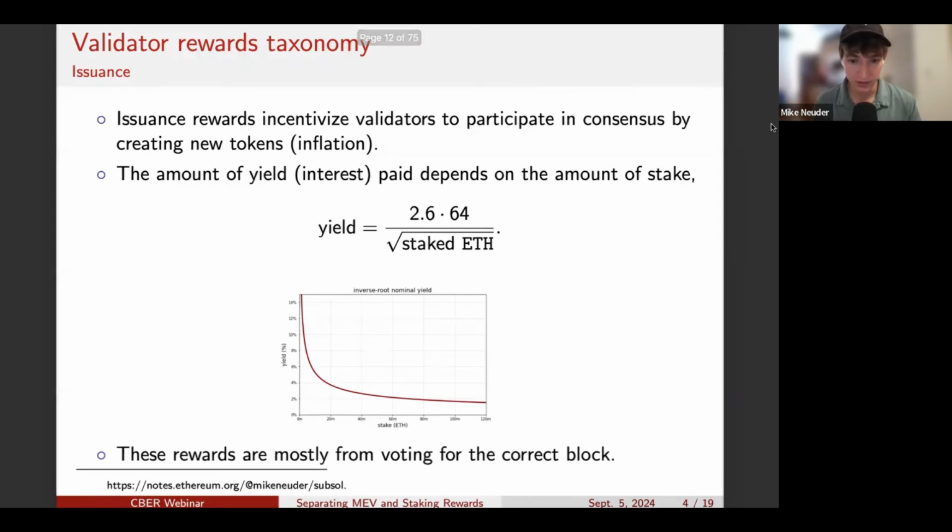And importantly, for this discussion, these rewards are mostly from voting for the correct block. So as I said earlier, there's this two-pronged thing where validators produce blocks and then they're also in charge of voting on them. And if you vote for the correct block, then you just say, hey, I saw this block on time. It was valid. The transactions in it execute. And I think it should become the head of the chain. I think we should update the state to include this block. Then you get rewarded for doing that.